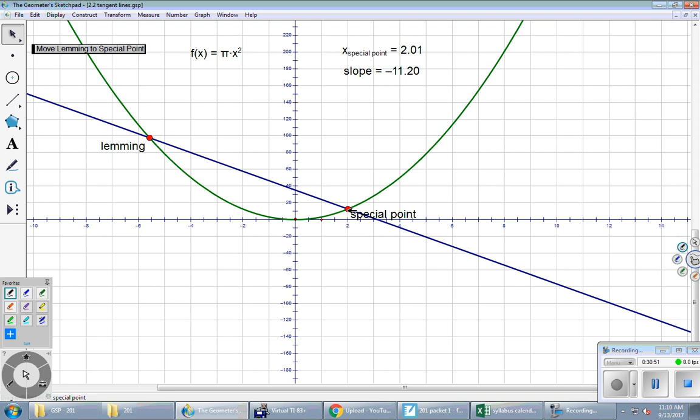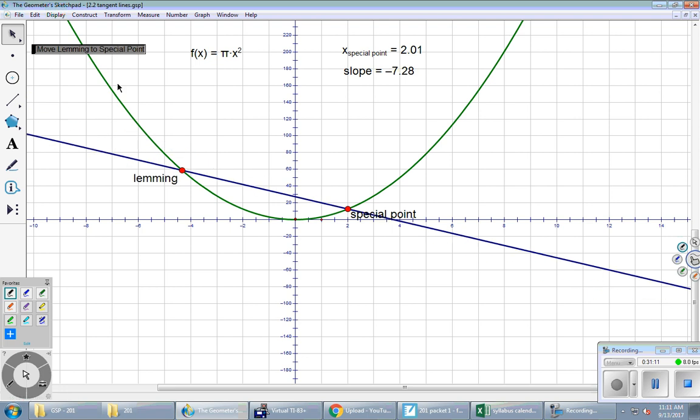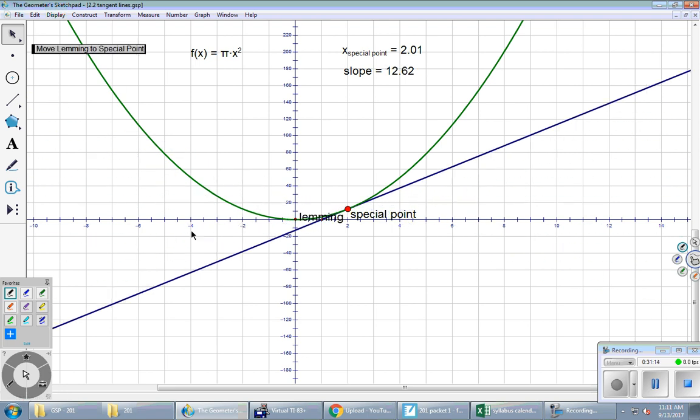Is it uphill or downhill at this special point? This currently is a downhill secant line, but the tangent line, which is not pictured right now, is roughly here. So it is uphill, and we know that the slope of the tangent line is this derivative that we've just talked about. If I ask the lemming to move and land on the special point, there you go. This means that the derivative of this green function at x equals 2 is what number? 12.62.